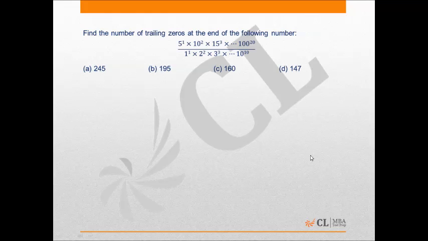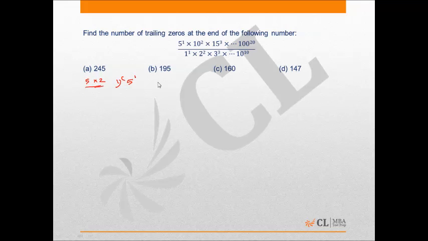This will be a round 3 question because it is a lengthy question, right? So I need to find the number of trailing zeros at the end of the following number. You just need to remember that to find the number of trailing zeros, you need to calculate the power of 5 and power of 2. Okay, so let's find out power of 5 first of all.